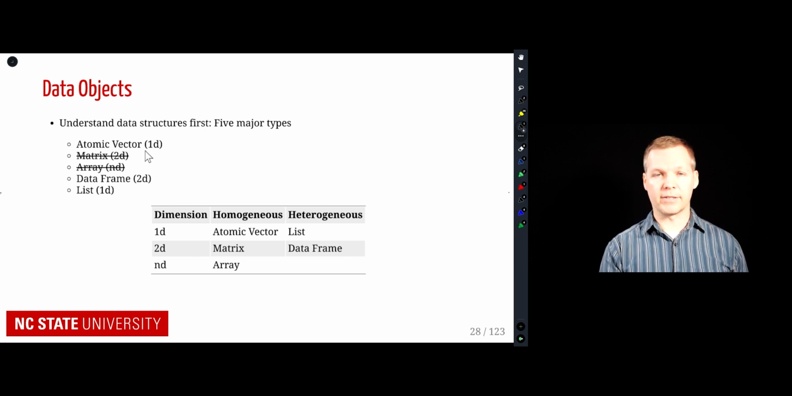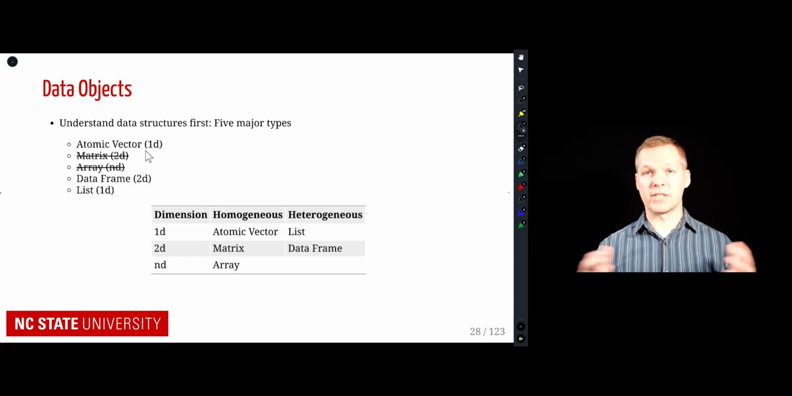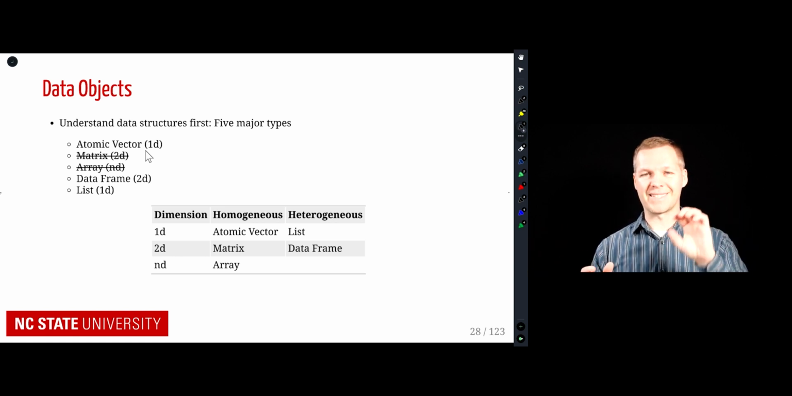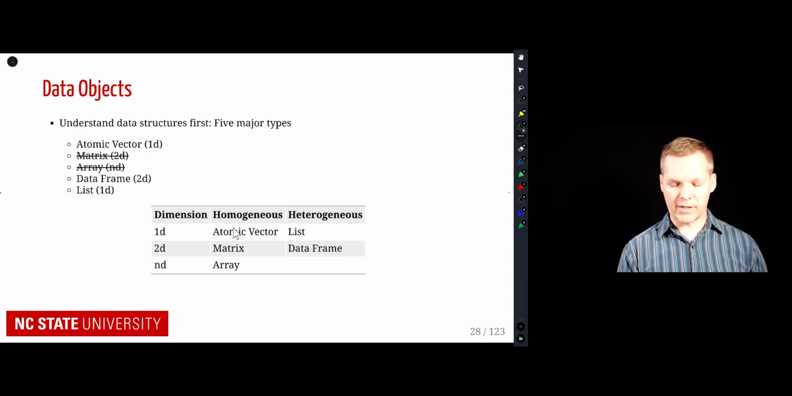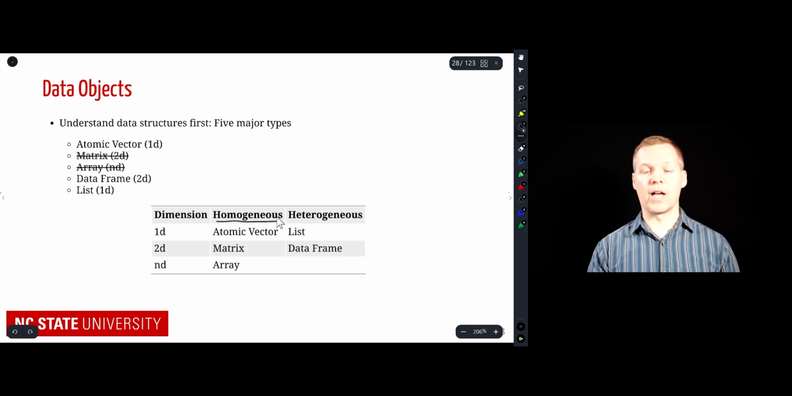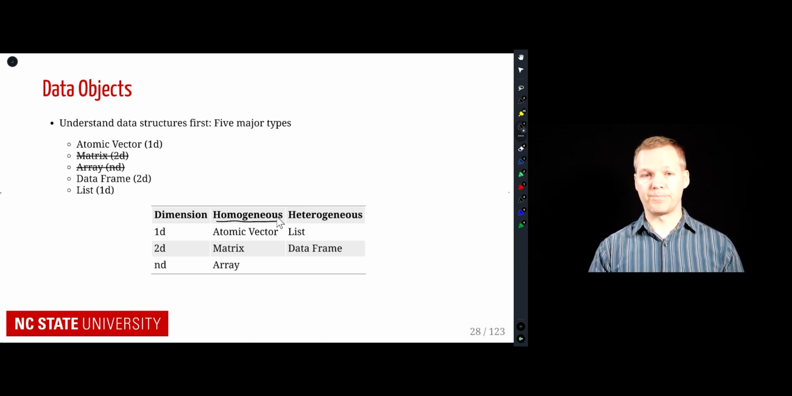So there's the atomic vector. That's what we're going to start with. This is the simplest type of object that we can deal with. It's one-dimensional, so there's an ordering in one dimension. There's a first element, a second element, a third element, that kind of thing. But everything within that vector needs to be of the same type. So we have to have homogeneity within there. Everything within there is a number, or everything within there is a character string, that kind of thing.